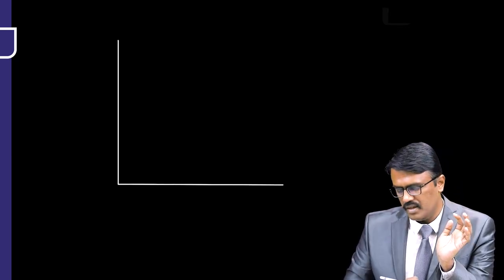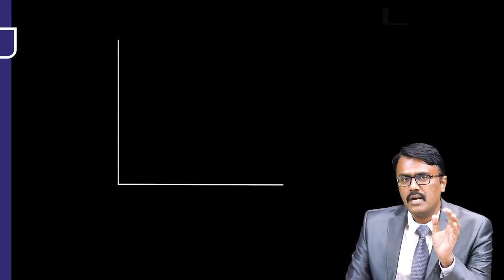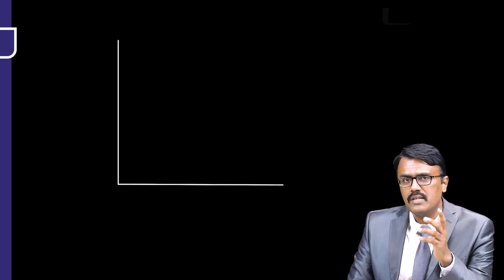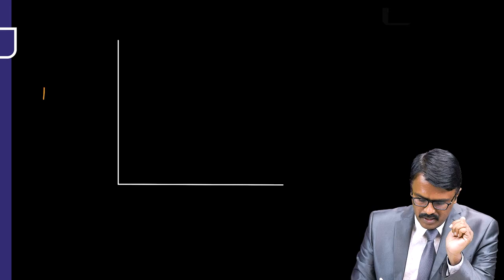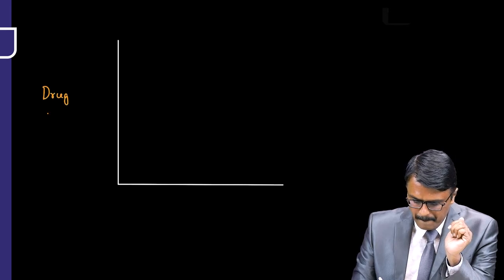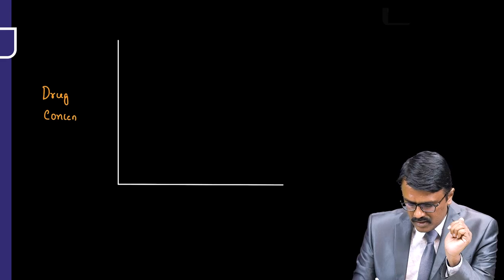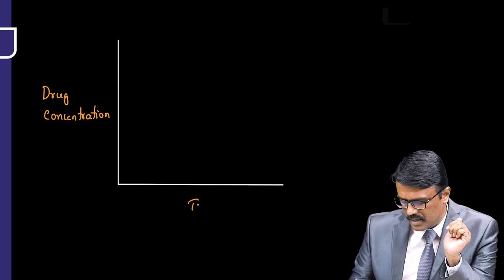Now, why are MIC and MBC important? Let me draw a graph for it. So this is the graph. There is a y-axis and an x-axis. For any graph, you should understand what is on the y-axis and what is on the x-axis. Here on the y-axis we have the drug concentration, and on the x-axis we see the time.